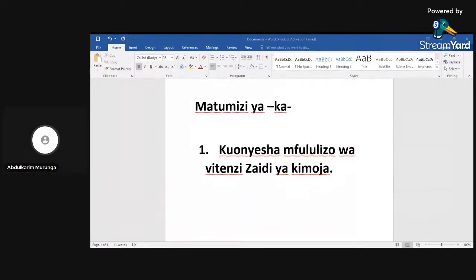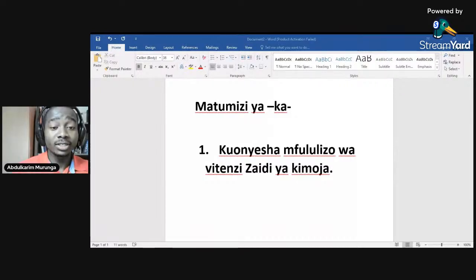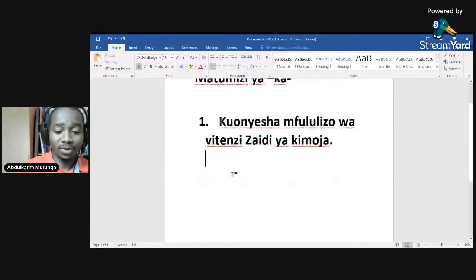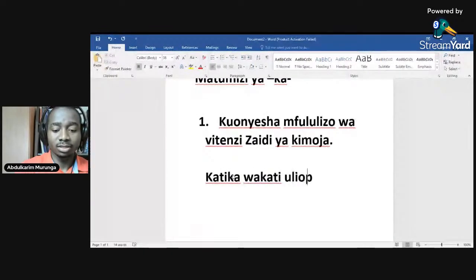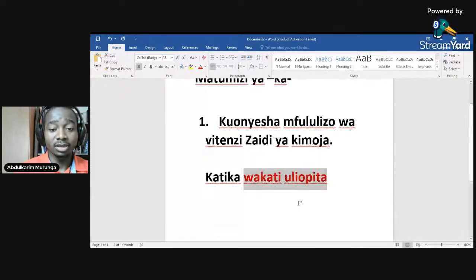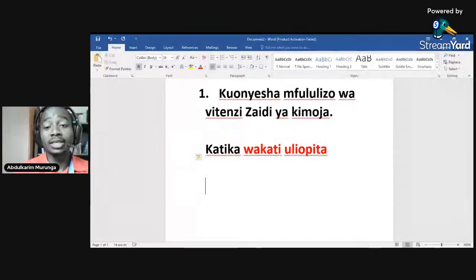I don't know if we can start with this first one, then we'll study the next use. Okay, so let's start with the first event here. Okay, mifano. Katika wakati uliopita, in the past tense, sawa? Normally maybe you did something in the past, but you know the past tense prefix is li. You did two things in the past. A series of events happened in the past. How do you narrate this to someone?